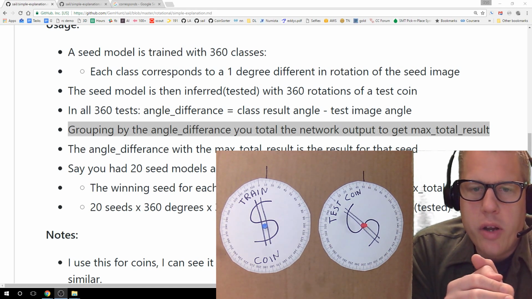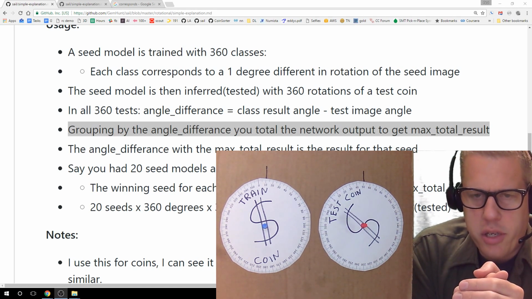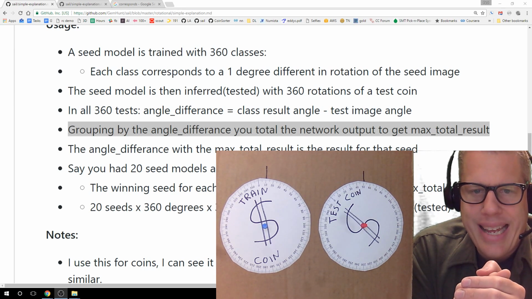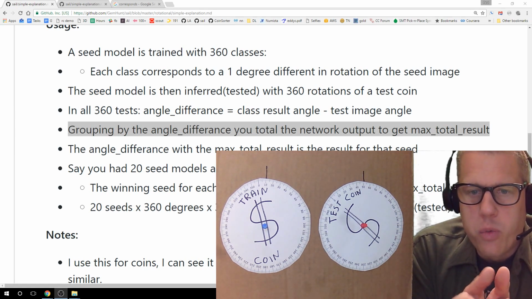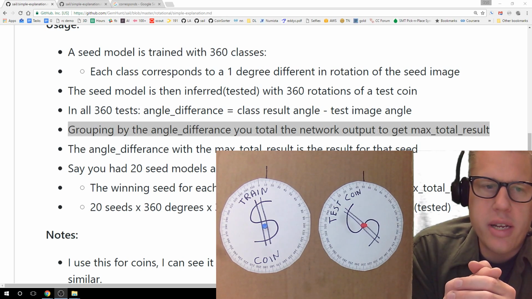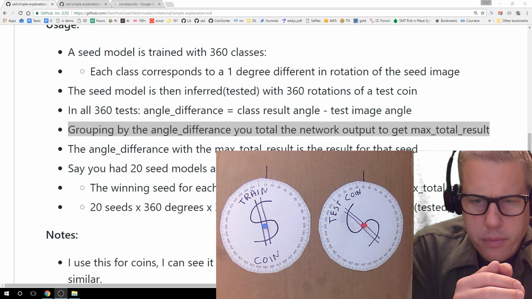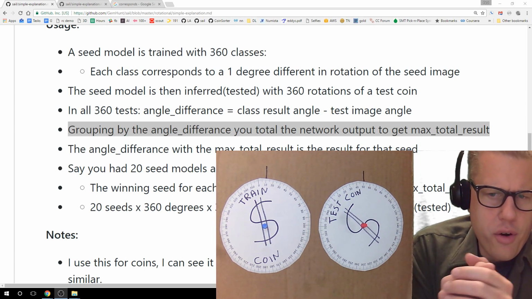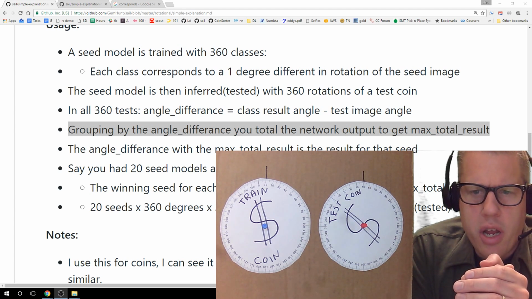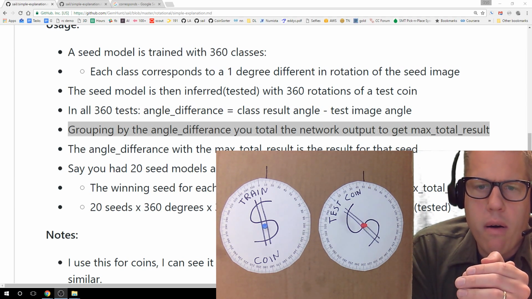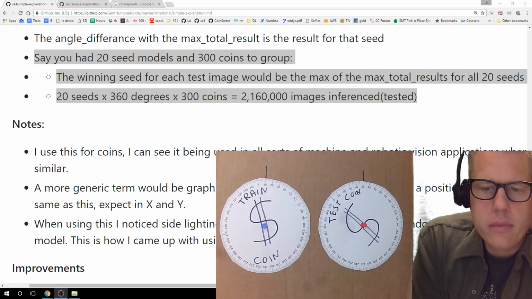So what we want to do is for each of those 360 tests, we want to get the angle difference with the highest result, and say that comes out to a 38, a 39 degree difference, and that is what our output is for the model.